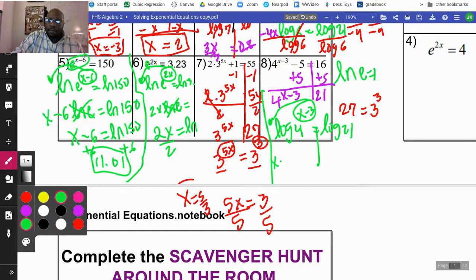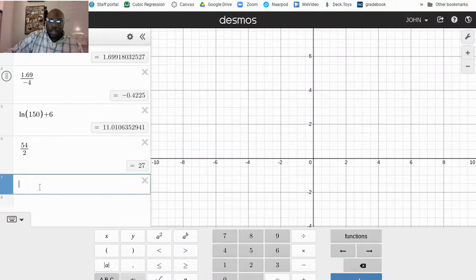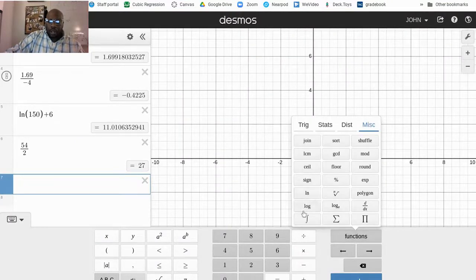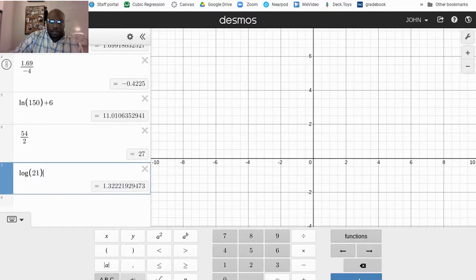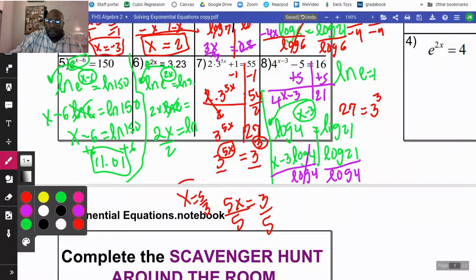So you should have x minus 3 log 4, and you got your log 21. And then you're going to divide by log 4. Boom, by log 4. Then you go to the calculator. Let's find out what is log 21 divided by log 4. Log 21, close the parentheses, divided by log 4. That is 2.19. All right, so we have x minus 3 equals 2.19.